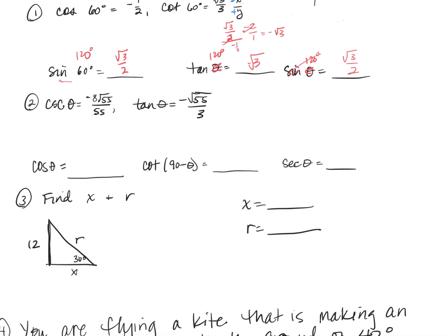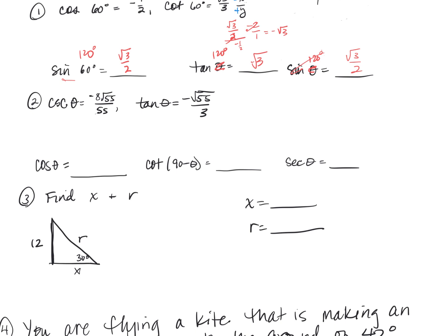Number 2, this one, okay, you see square roots of 55. That is definitely not on the unit circle, is it? So we're going to have to do some thinking, use some logic here. So, I need to figure out what quadrant this is in.